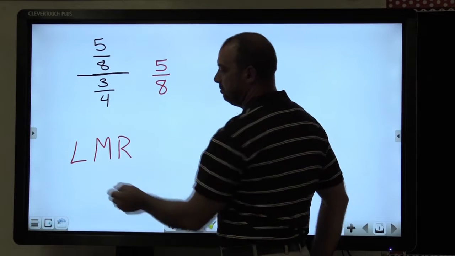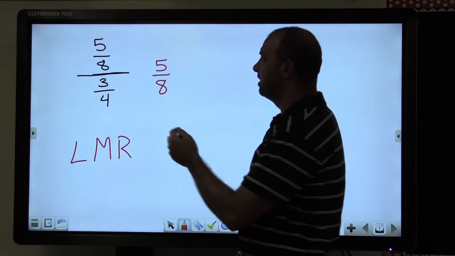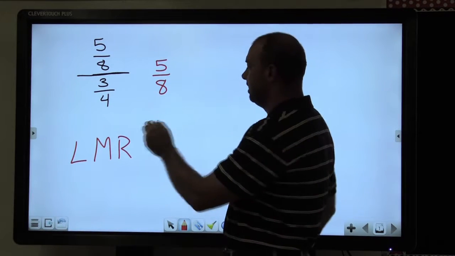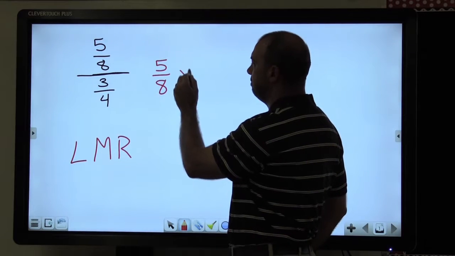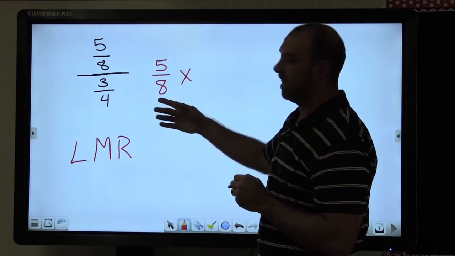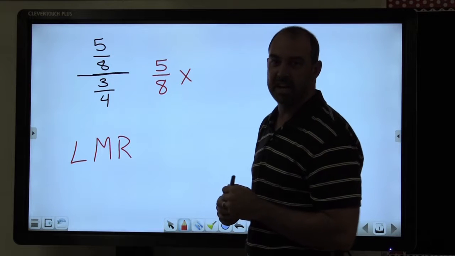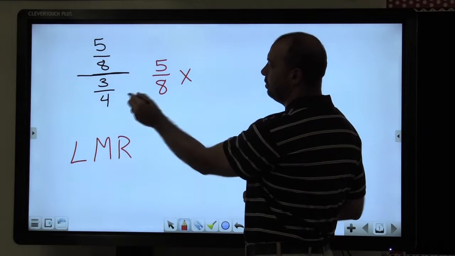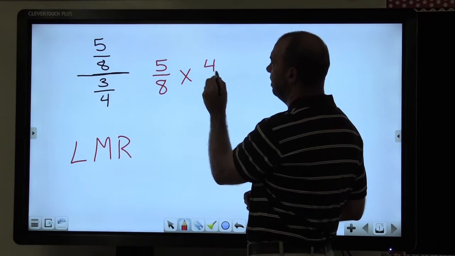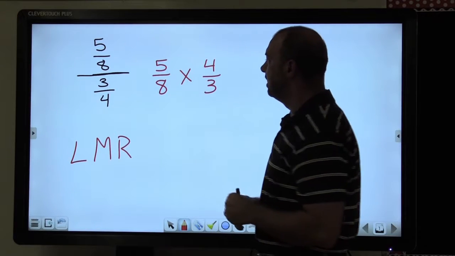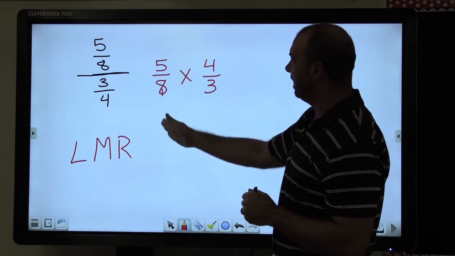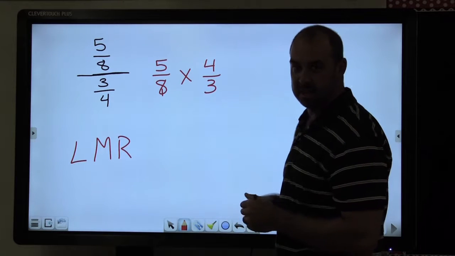The leave part in LMR. Then, instead of dividing, we multiply. So that's the M, multiply. And then we take 3/4 and we reciprocate it. We find the reciprocal of 3/4, which is 4/3. So now we've left, leave, multiply, reciprocate.